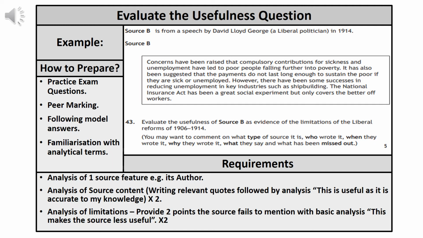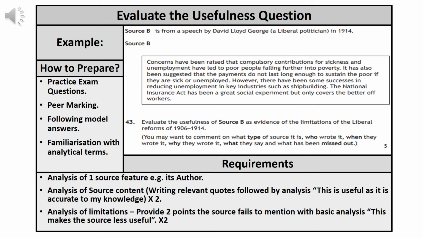Afterwards, students would then have to analyse the source's contents to pick out 2 relevant quotes from the source and then follow it up with analysis. The level of analysis that the SQA are looking for at this stage is simply, this is useful as it is accurate to my knowledge. That's all. That's the level of analysis. So if a student can quote a relevant point and then say that in basic analysis afterwards, they get a mark. If they do that twice, it's 2 marks.